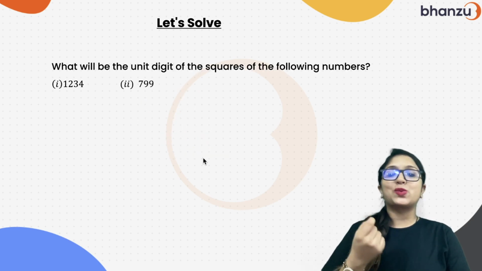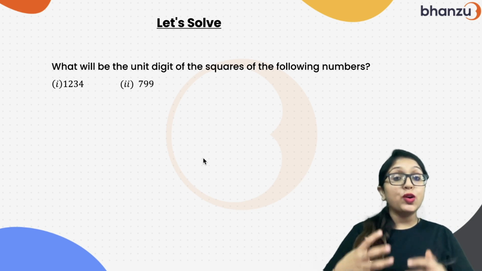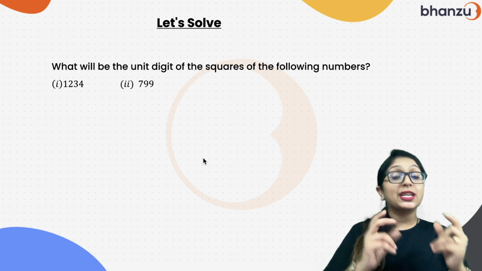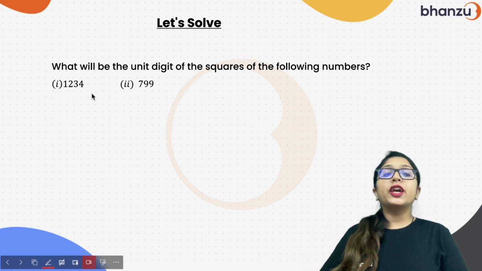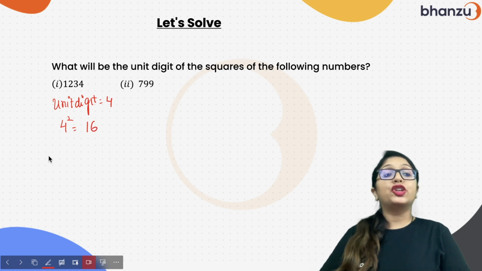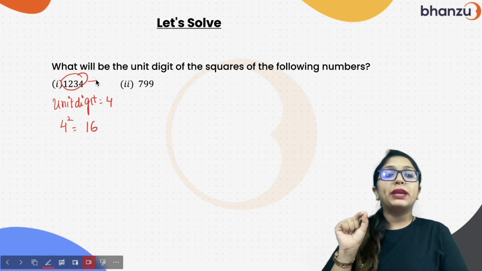So let's see the next question. What will be the unit digit of the square of the following numbers? Now, if we have to find the unit digit of the square of the following numbers, then how can we do that? So here you can see that the unit digit in the first question is 4. And the square of 4 is nothing but 16. So that means the unit digit of the square of this number is going to be 6.